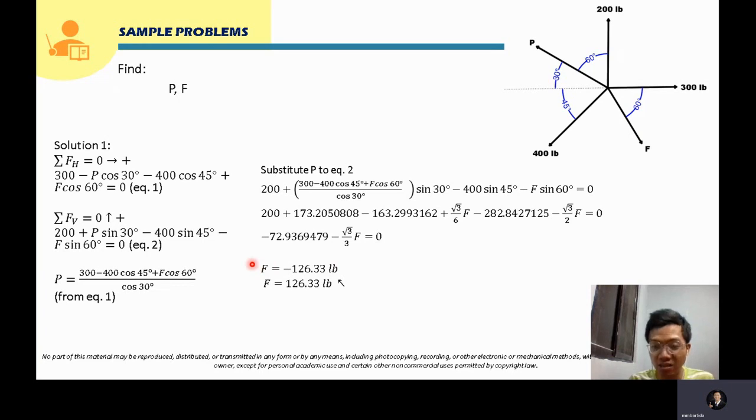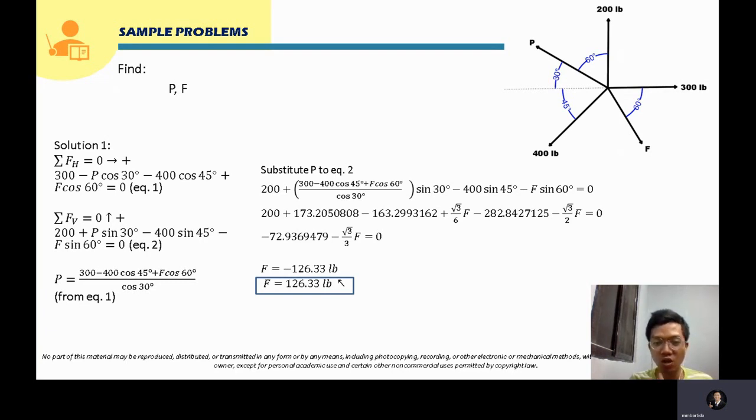If the answer is negative, meaning to say, the direction of this force F is actually wrong. The real direction of this force F is actually opposite of this direction. The opposite of this direction is this direction. So your F should be directed upward to the left, since it is negative in our computation. So our F, again, is 126.33 pounds, and it is directed upward to the left. That will be the answer for F.